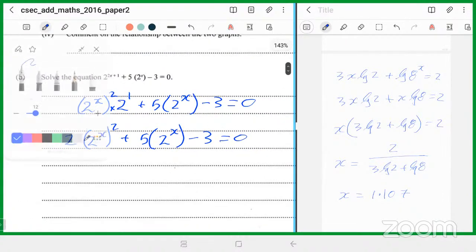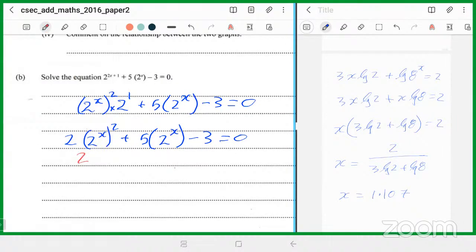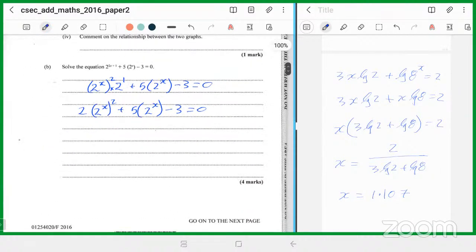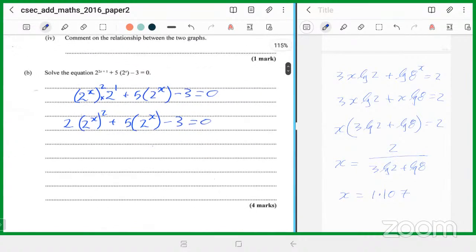Some teachers will say put it as 2y squared plus 5y minus 3 equals 0. You actually don't need to do that. You can just work with 2 to the x as the variable, just as we normally do when we're doing the trig ones. Just know that the variable is 2 to the x. It's a quadratic in 2 to the x. So I don't have to do this y business. If you learned it that way and want to do it that way, no problem. If you feel comfortable putting it as y, then go ahead.